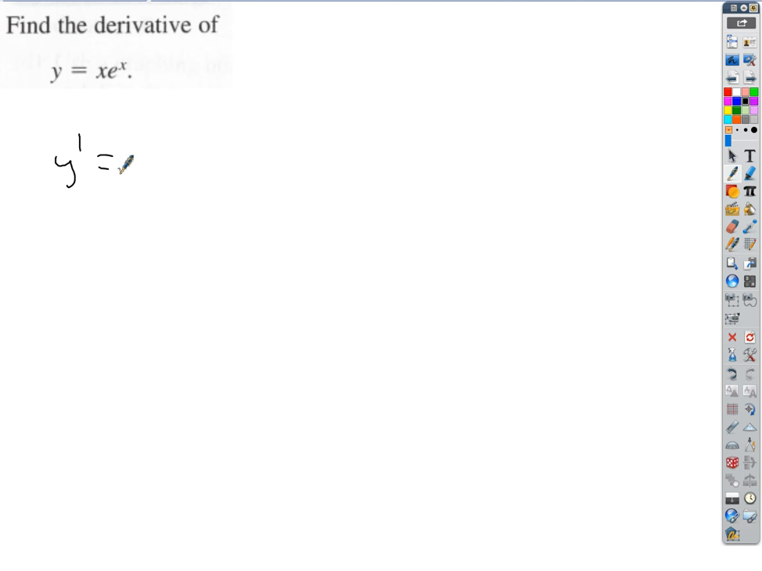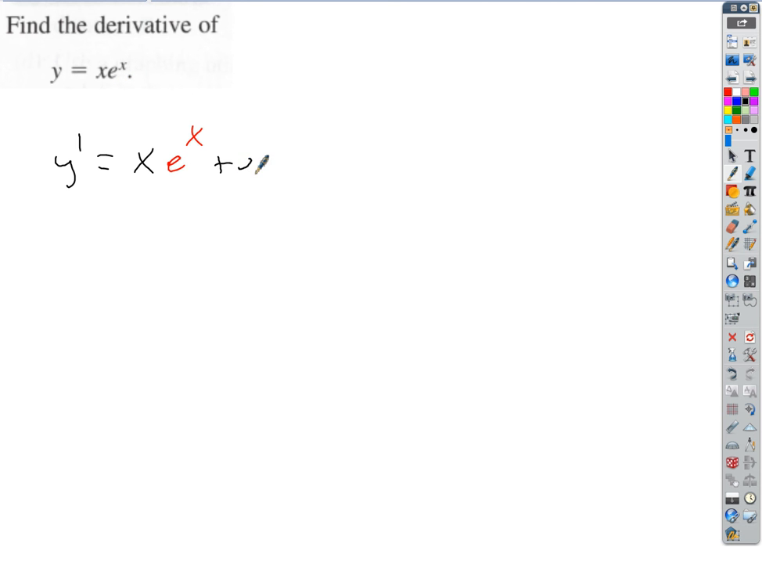So what's our rule? Product rule? The derivative of u times v is u prime v plus, everybody get v prime, there we go, v u prime. Okay, so we get u is x. What's the derivative of the second factor, v? e to the x.